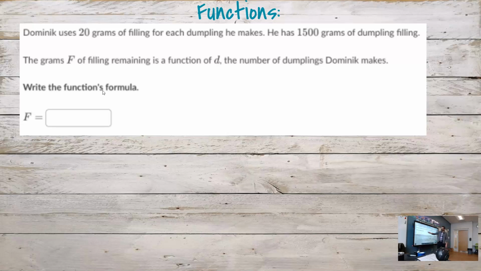Dominic starts with 1,500 grams of filling. He then uses, so it will go down, 20 for every dumpling he makes. Right? Always think about what is the situation actually telling me. Right? What do we start with? What do we use? Or what change is happening?